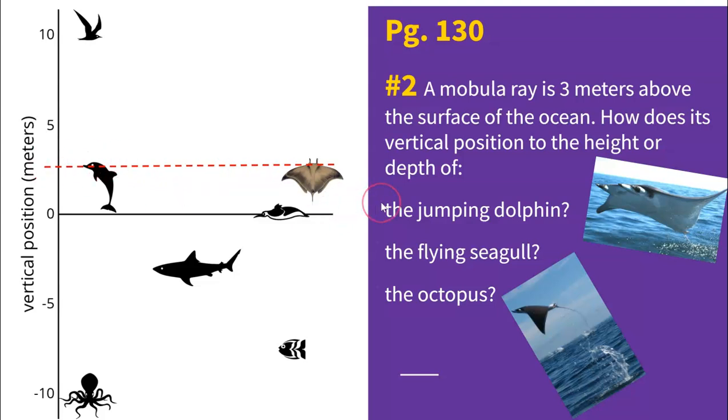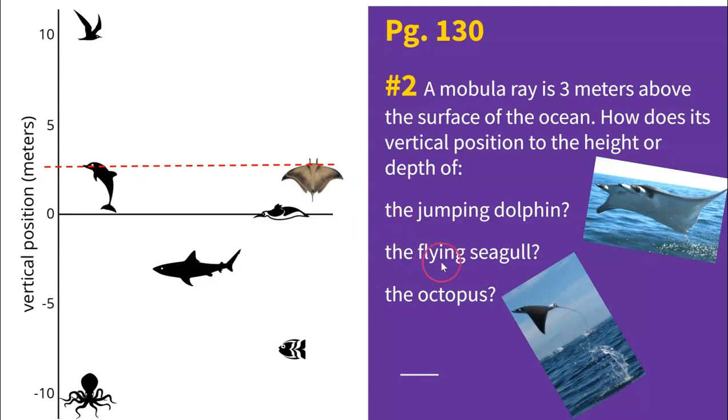So how is the vertical position compared to the dolphin? Okay, you're going to have a space in your book where you're going to write down what the elevation is, or the elevation difference between them. Is there a difference between the mobula ray and the dolphin? No, so you're going to write 0 meters there.